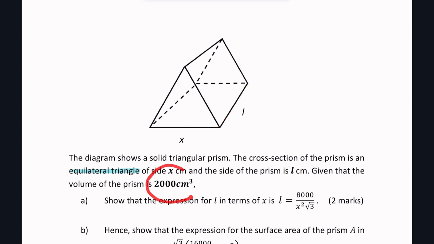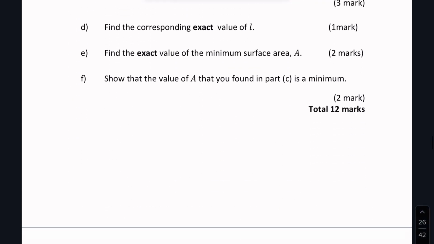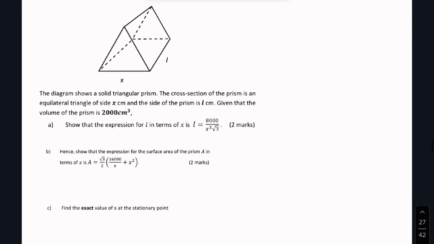And we're given that the volume is 2000. And the first question asks for an expression of L, so L in terms of x. So it's asking us to show that L equals that. So we need to look at the volume of the prism.